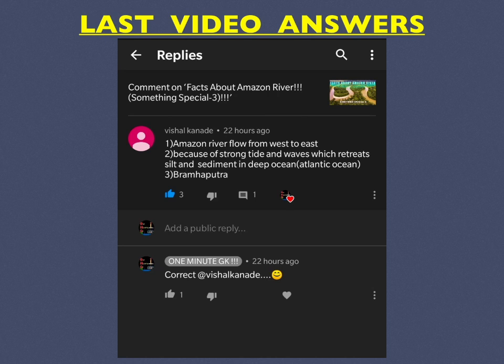Second question was, why did the Amazon river never form a delta? The answer for it is given by Mr. Vishal Kanade as because of its strong tides and waves, which pour the silt and sediments into the deep ocean, that is Atlantic Ocean, and hence the delta is not formed. The third question was, which river is known as the sorrow of Assam? The correct answer by Vishal Kanade is Brahmaputra.